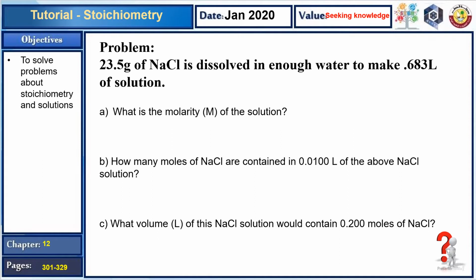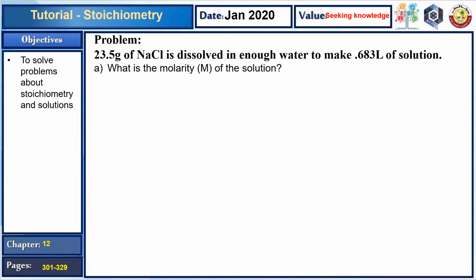Now, first of all, it is better to divide this big problem into parts. So let's deal only with part A. Part A: what is the molarity of the solution? So we have to find the molarity of sodium chloride in this solution. First thing to do, write the givens of the problem. We can see 2 numbers here, 23.5 here, and 0.683 liter here. So let's quickly write them, mass and volume.